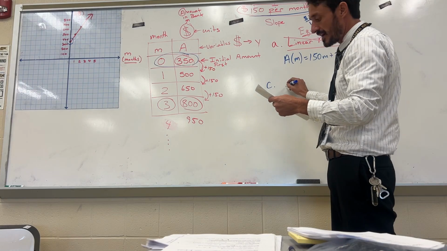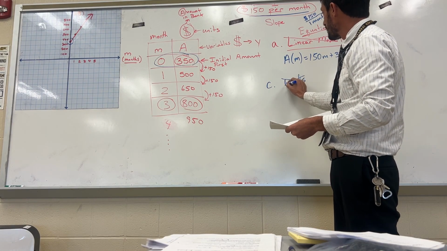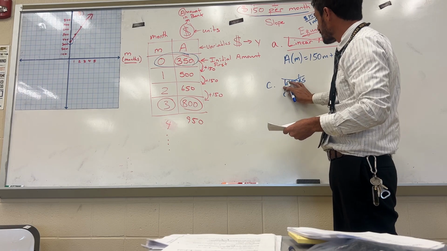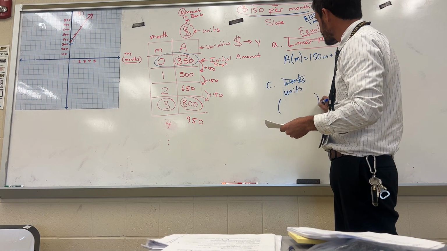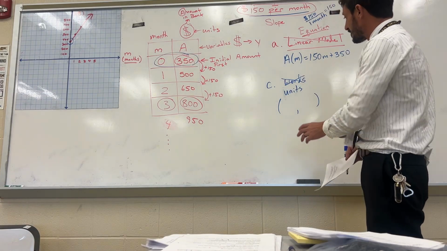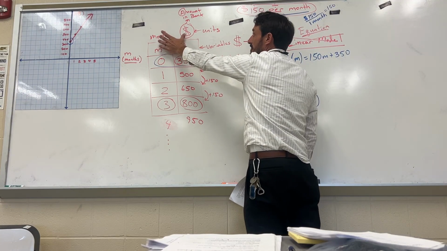Part C says to write an ordered pair in words. Now, I told you guys in class, what I mean by words is I mean units. So cross out words and put units. And you are just going to make an ordered pair like this.